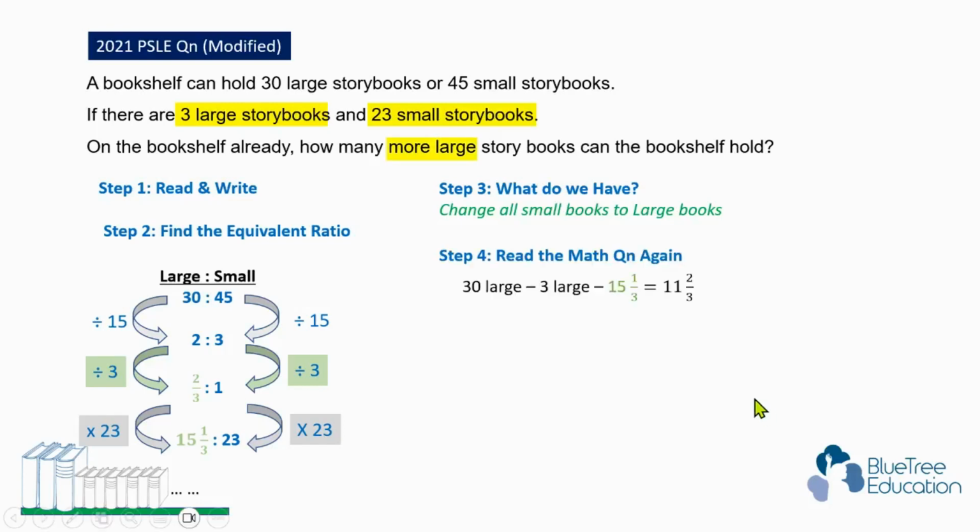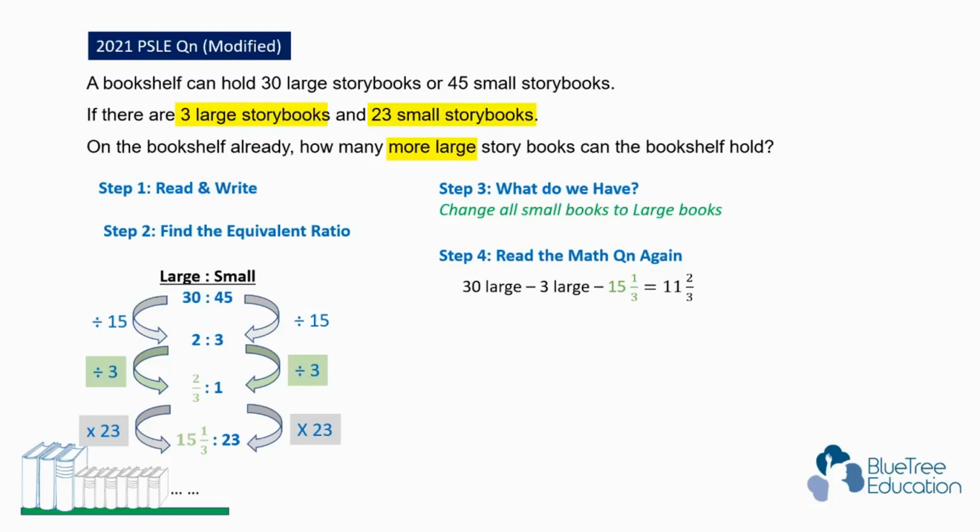How many more large books? We know that the shelf can hold 30 large. So 30 large, minus the 3 large that are already on the shelf, minus 15 and 1/3, I will be able to place 11 and 2/3 of a large book. Wow. Are you ready for the next part?